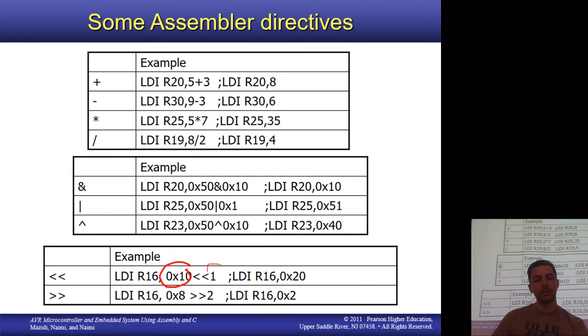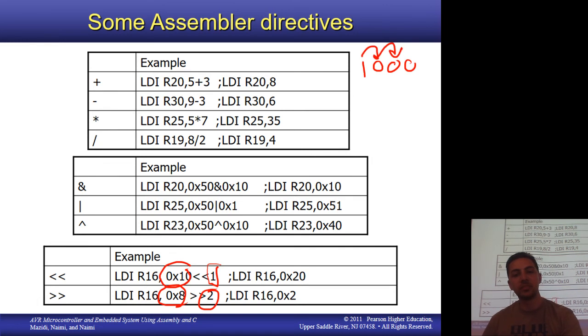Taking this number and shifting it by 1 binary place, or shifting it right by 2 binary places. So if we take 8 and shift it over by 2 places, that's 1, 0. Shifting by 2 places is the same as dividing by 4. Shifting right by 3 places is the same as dividing by 8.